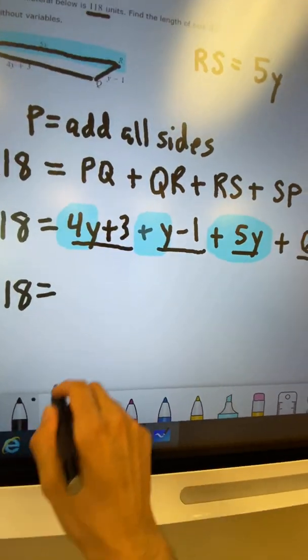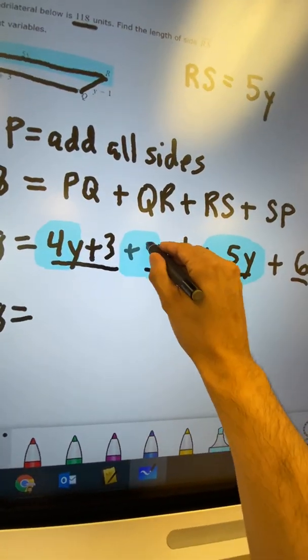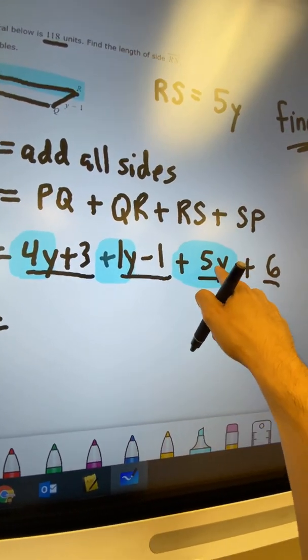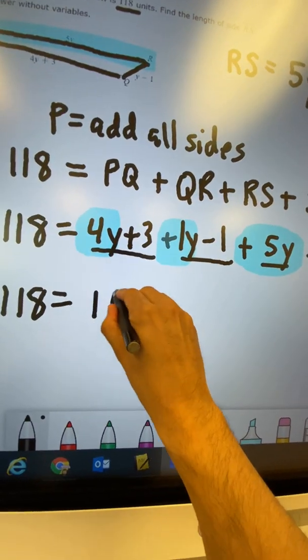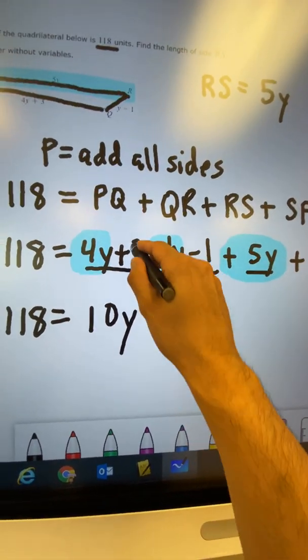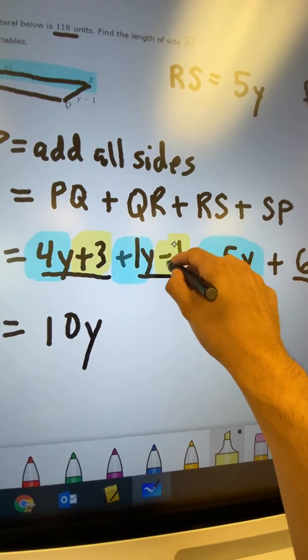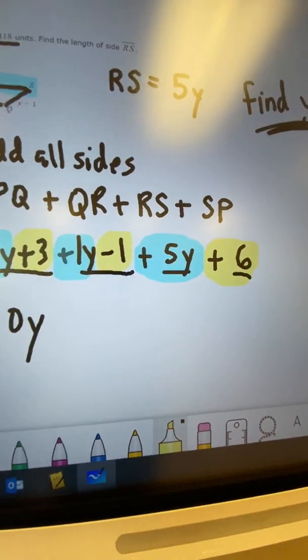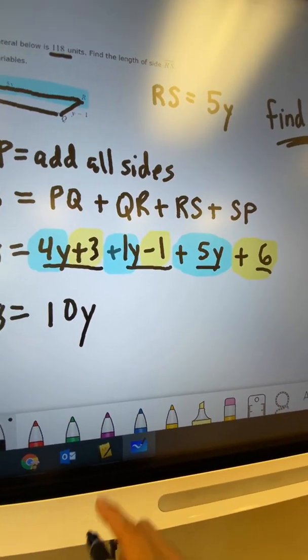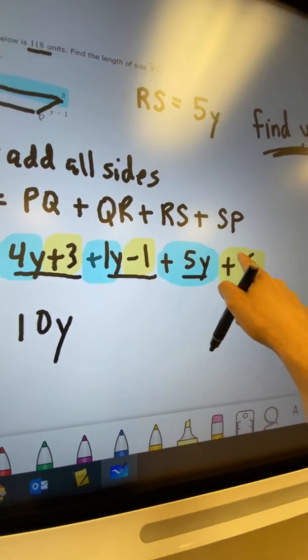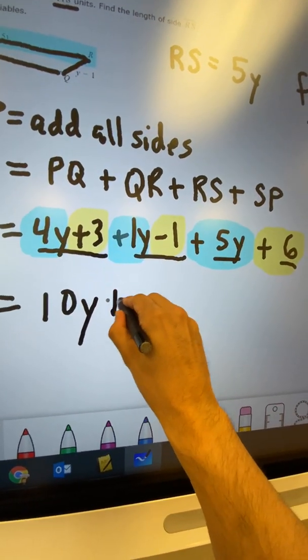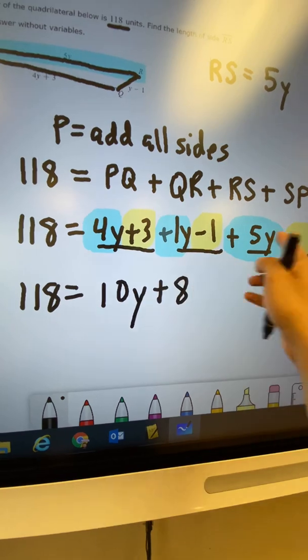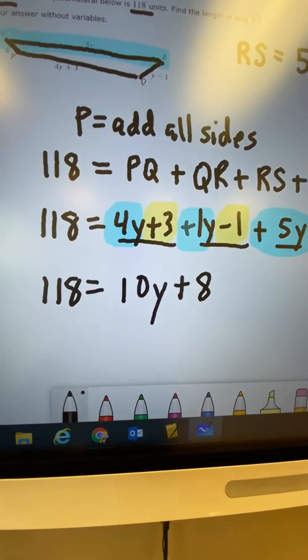Those are my like terms, same variables. So 4y plus 1y plus 5y gives me a total of 10y. Now you can see the remaining terms: a positive 3, a negative 1, and a positive 6. When you combine these, 3 minus 1 is 2, and then 2 plus 6 gives me 8. So it's a positive 8 there. Now we have all these terms down to 2 terms.